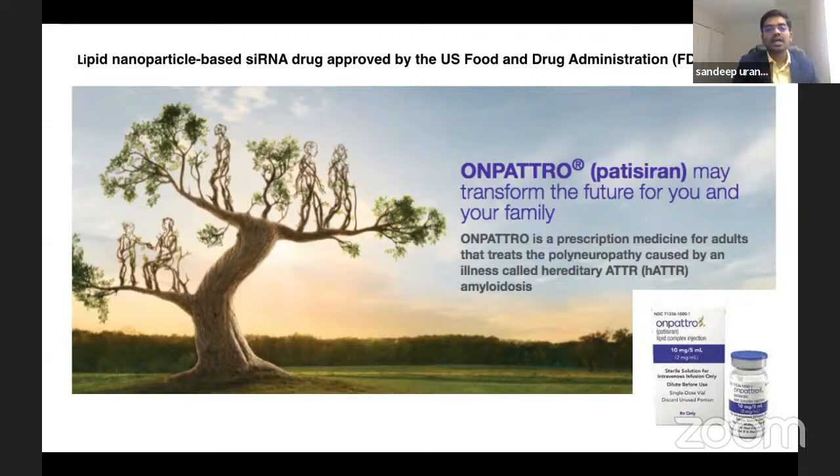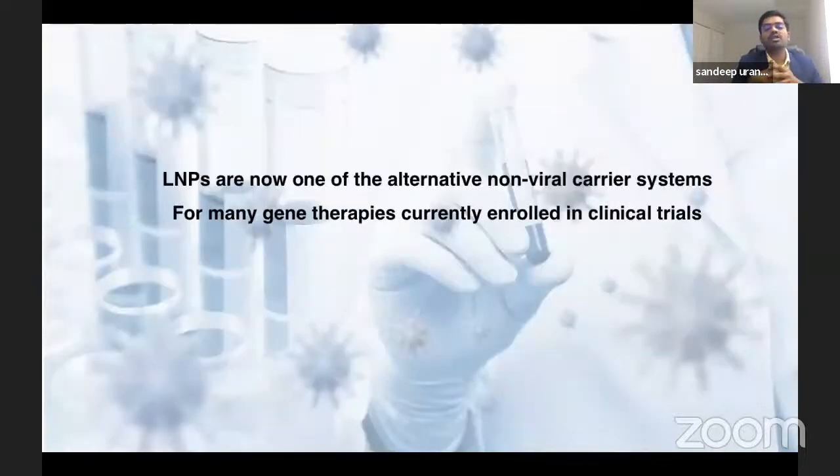And now LNPs are one of the alternative non-viral carrier systems being used for many gene therapies, which are also currently enrolled in clinical trials.